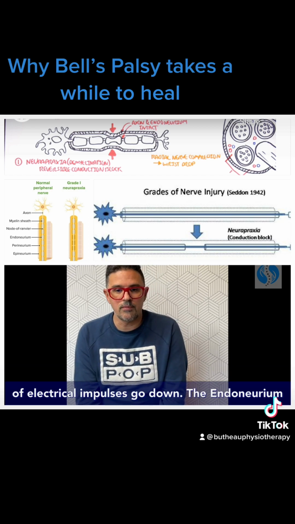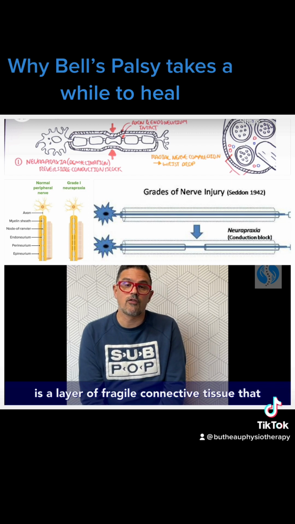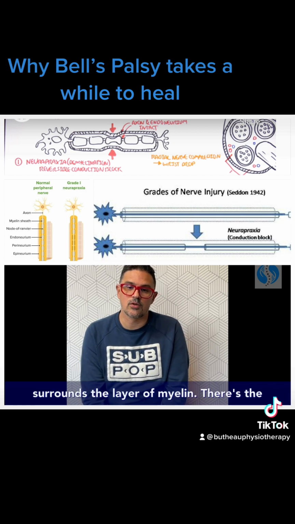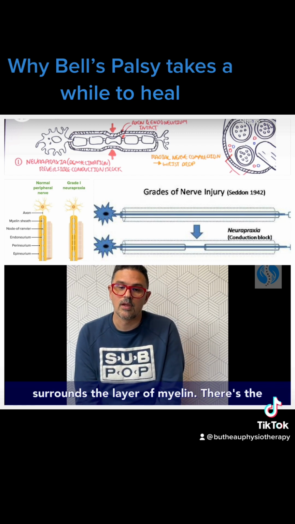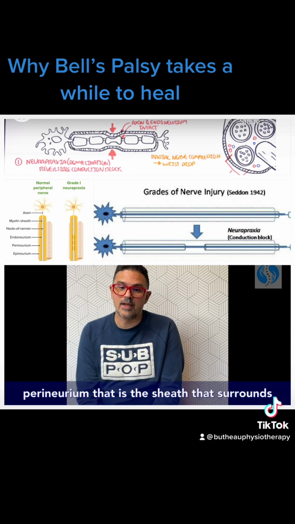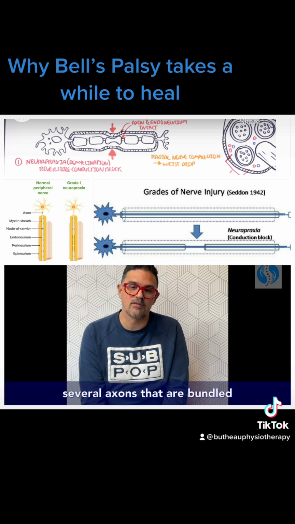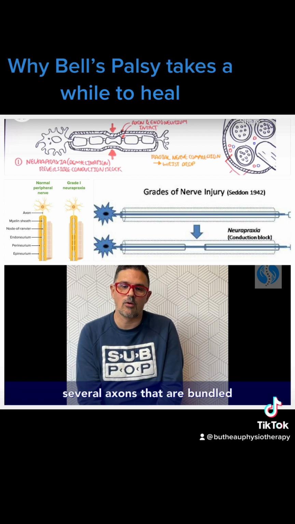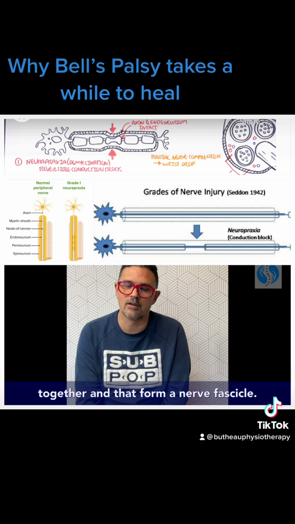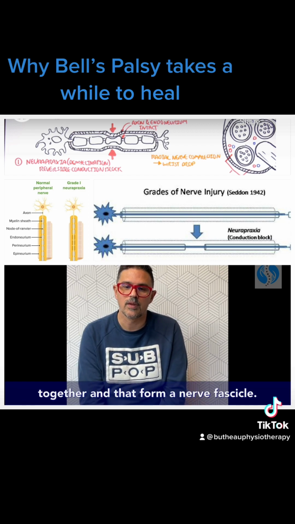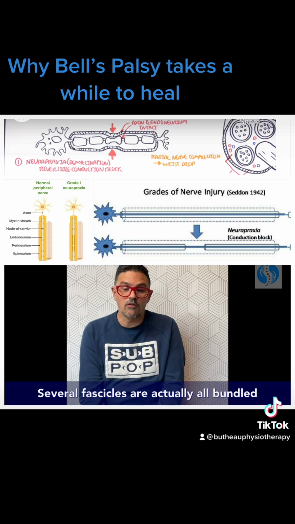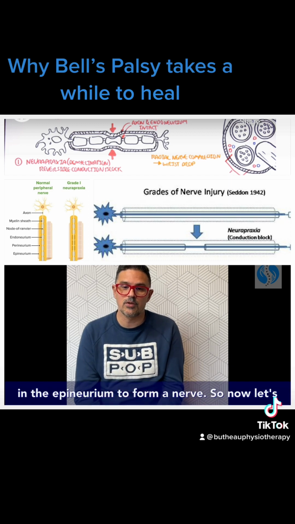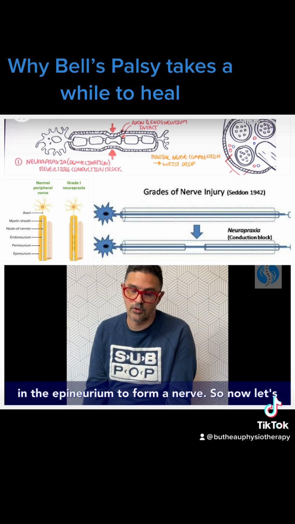The endoneurium is a layer of fragile connective tissue that surrounds the layer of myelin. There's the perineurium, which is the sheath that surrounds several axons that are bundled together and form a nerve fascicle. Several fascicles are all bundled in the epineurium to form a nerve.